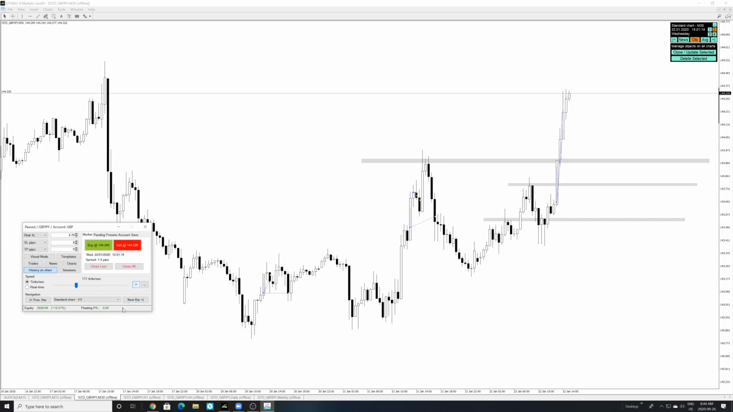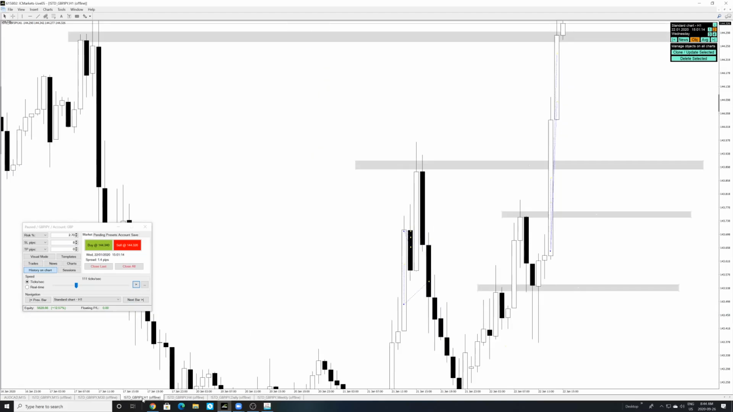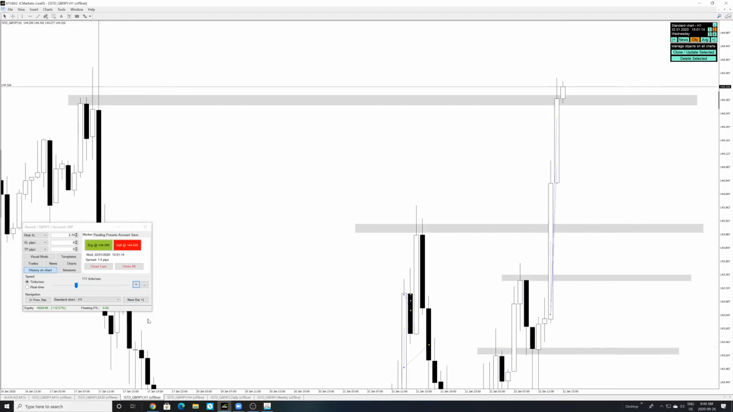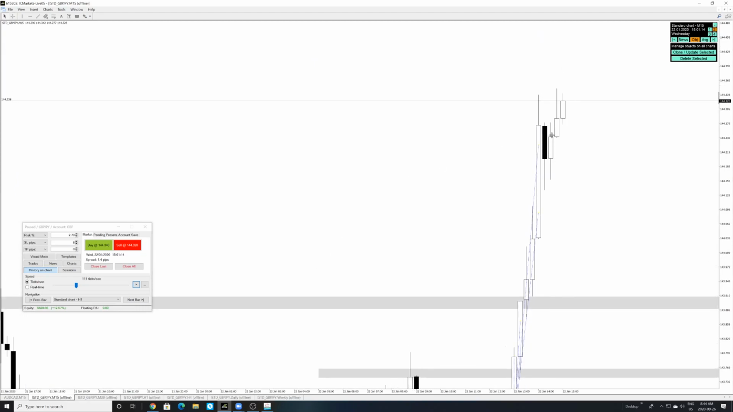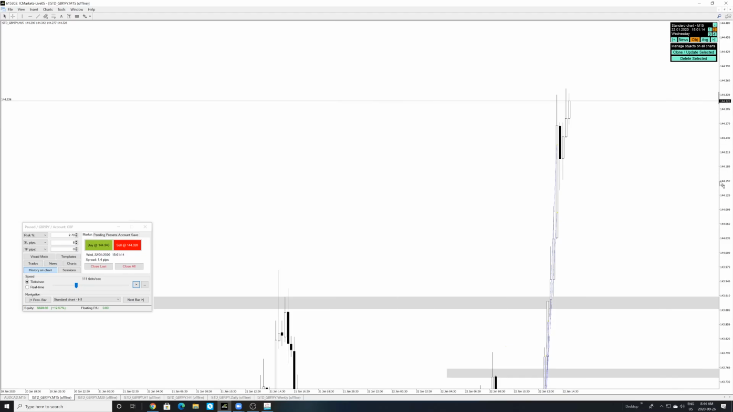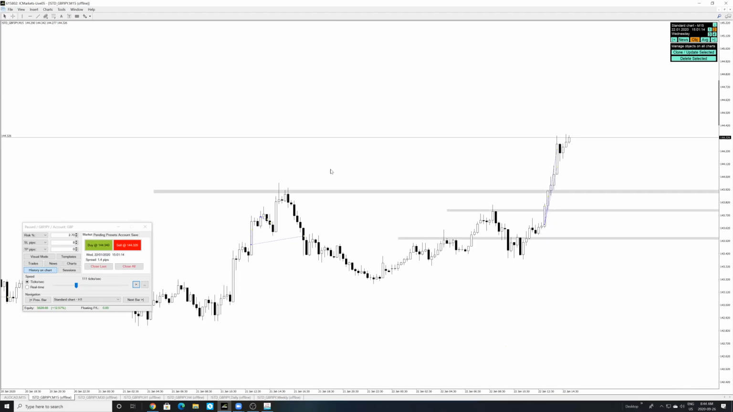Oh, 1 hour candle closed bullish. 1 hour candle is super, super bullish. Let's take a look on the 15-minute. I think 15-minute gave us some sort of confirmation here, but still, the prices moved a lot. This is like a strong, strong bullish move.